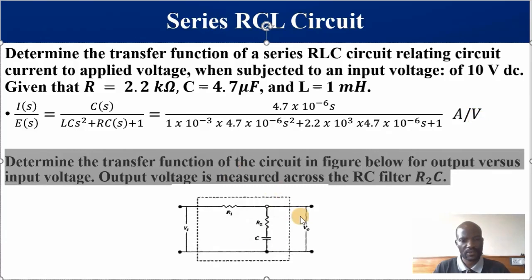And guys, this is for you. Determine the transfer function of the circuit below for output versus input voltage. The output voltage is measured across the RC filter. This is the output voltage, across R2 and C. So determine the transfer function for output versus input voltage.